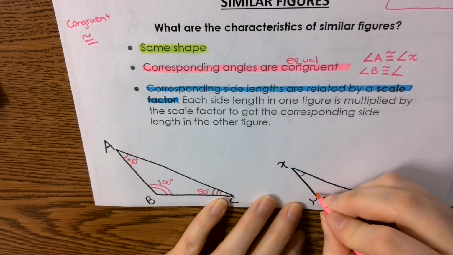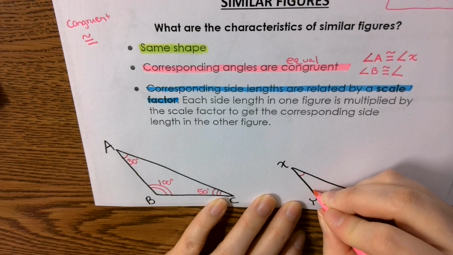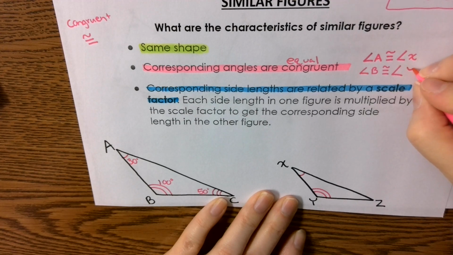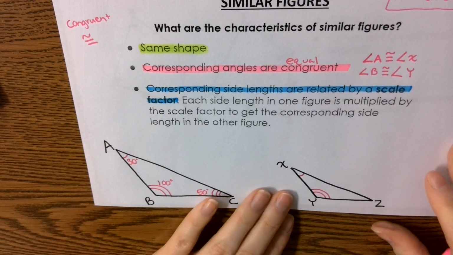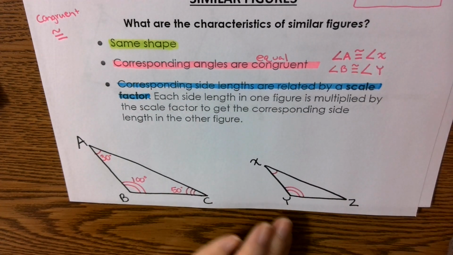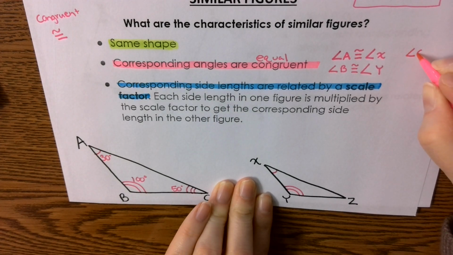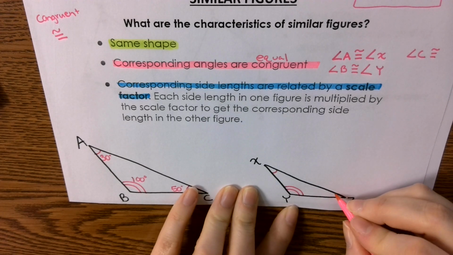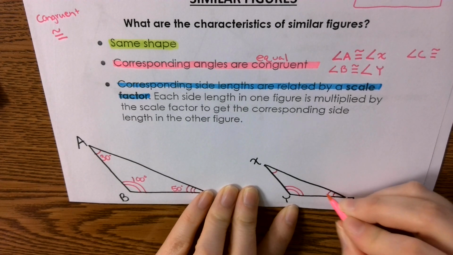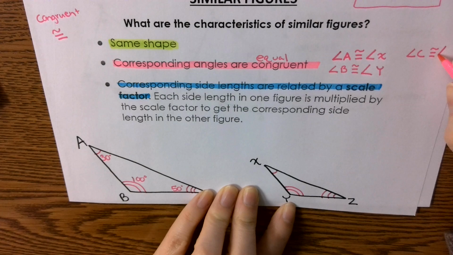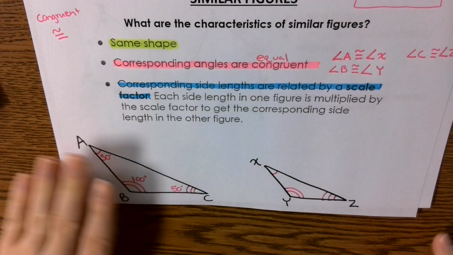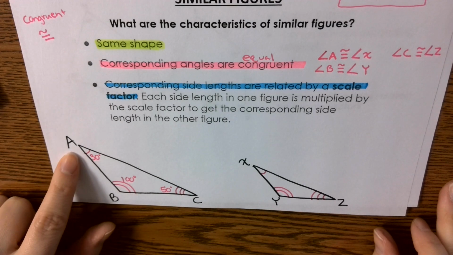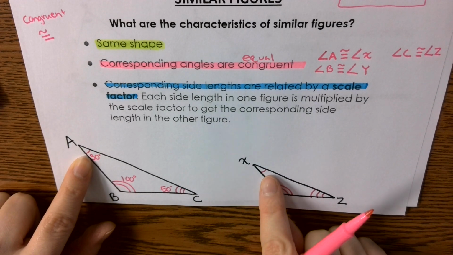On Y, right? Where Y is, I'm going to draw two arced lines. Okay, and then for angle C, the only measurement that is left would correspond to angle Z. So we're going to draw three arced lines. Okay, so that means that they are congruent to each other. Therefore, if A is equal to 30, what does X have to equal?